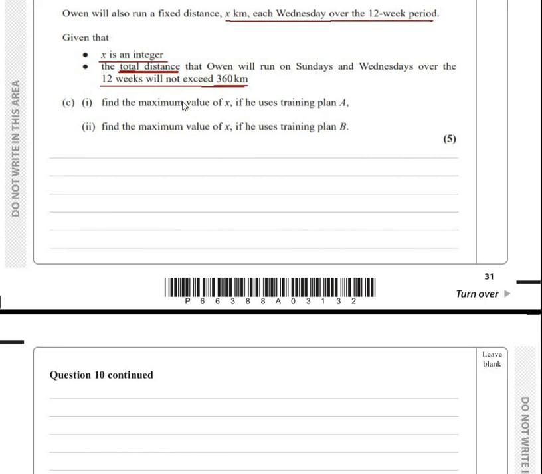So we need to check how much he runs each Wednesday so that the total does not exceed 360 kilometers. So let us write it down for part 1. We had n as the number of weeks: 1, 2, 3, 4 and so on till 12 weeks. And we had the number of kilometers he ran each week. In the first week he ran 15 kilometers, as given in the question, and he ran 37 kilometers in the 12th week.